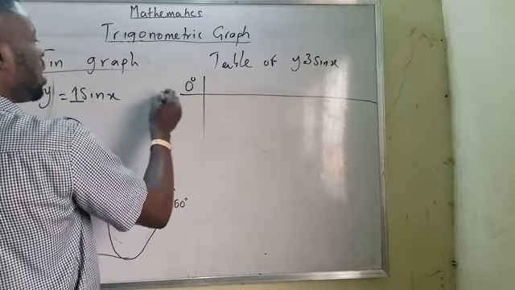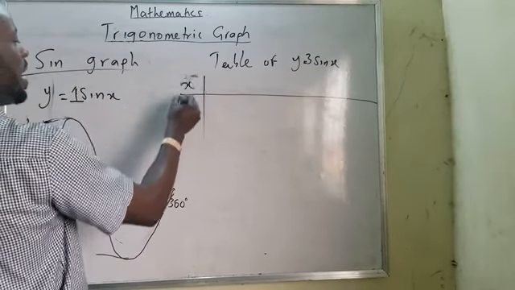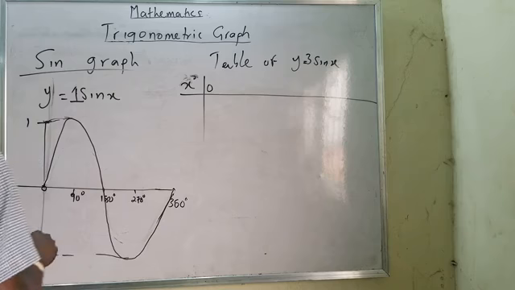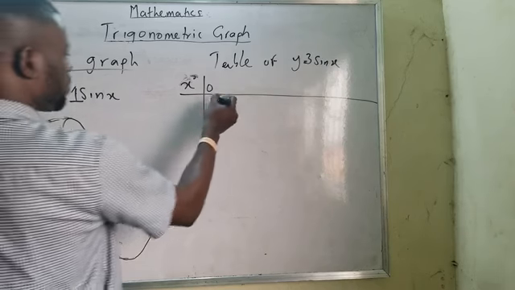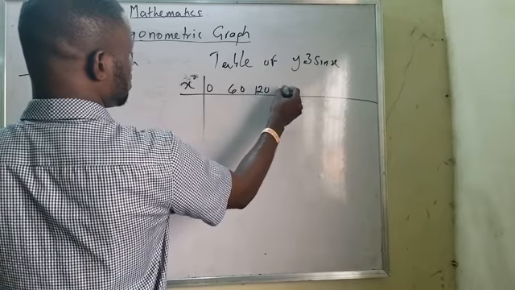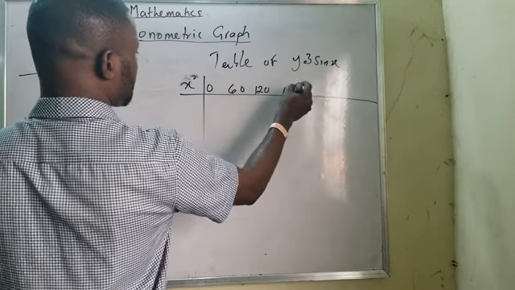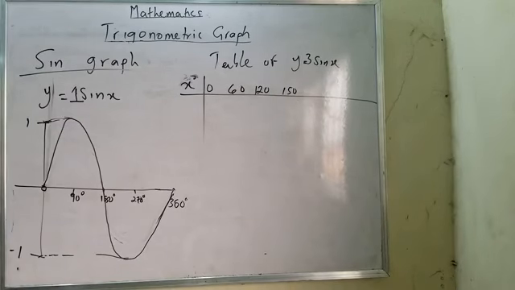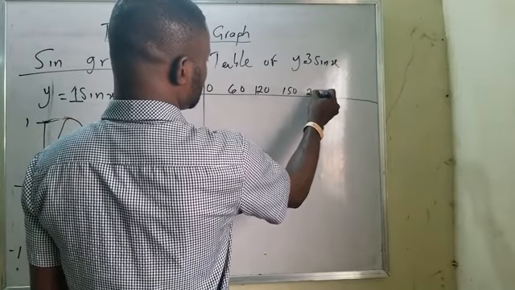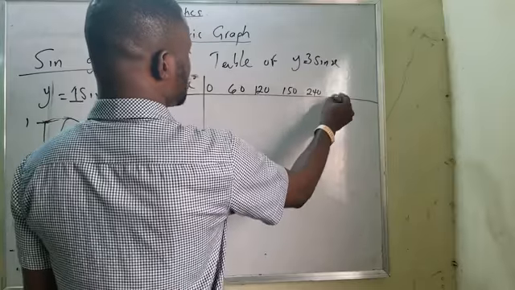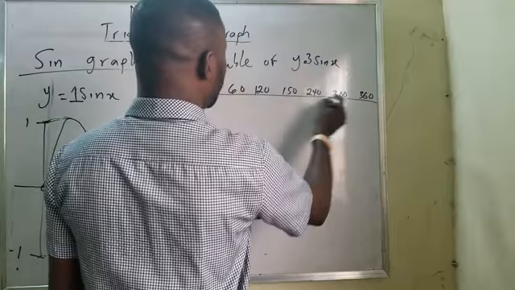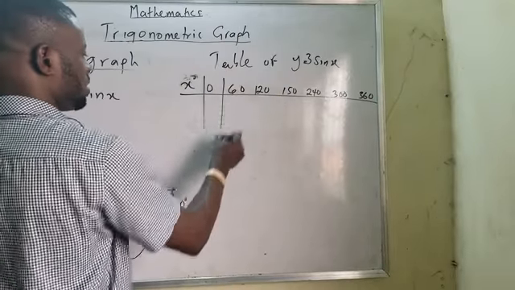This is going to be x in form of degree. This one will be 0. Let me set off 60, 120, 150, 240, 300, and 360. Now I'm just setting it in form of 60.